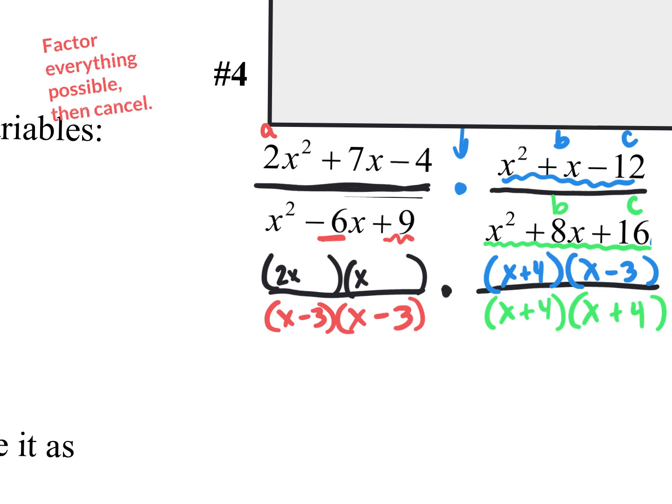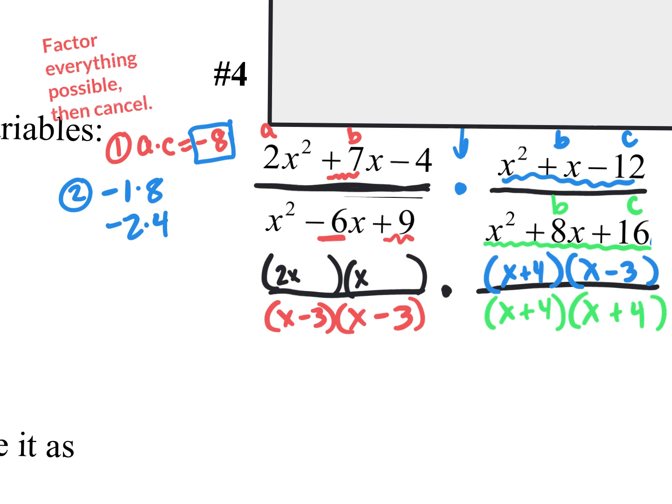When your a value is not 1, step 1 is to multiply a times c. That'll give you -8. Step 2 is to think of the multiples of -8, like -1 times 8 or -2 times 4. And that's all that you could possibly do besides changing signs. So which pair of numbers combines together to give us this b value of +7? That'll be a -1 plus 8. That'll give us a +7. You don't have to change any signs. So you have a -1 right there and a +8 right there.